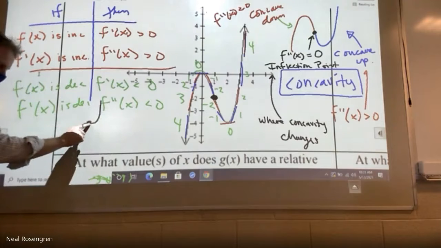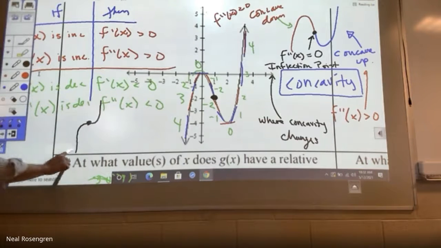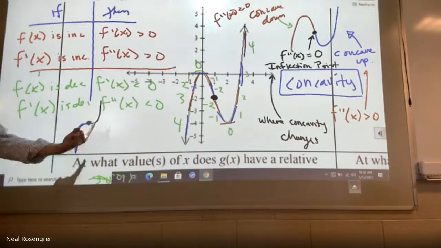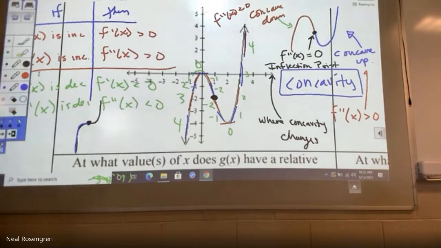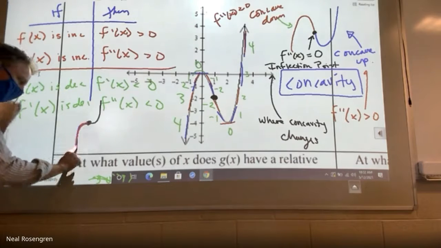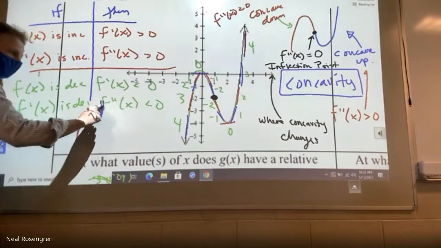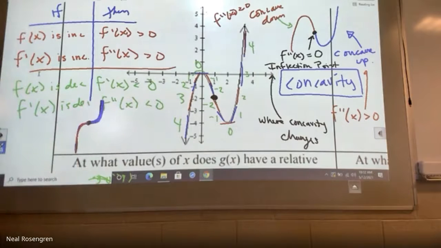There's an inflection point right there because it goes from concave down. That's not the whole parabola, but it is half of it, okay? That should be in red, actually. Concave down to concave up, okay? And so that's a little hard to see when it's not the whole parabola, right?